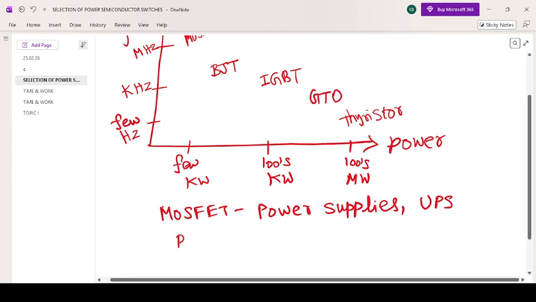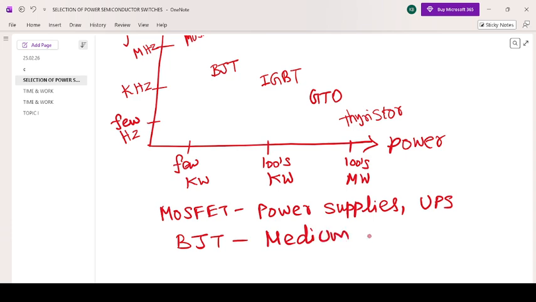Then coming to BJT, BJTs are preferred for medium kilowatt drives. But these BJTs are being replaced by IGBT nowadays because the IGBT power capacity is larger than that of BJT. The operating frequency remains almost the same for IGBT as well as BJT, so BJTs are being replaced by IGBT.